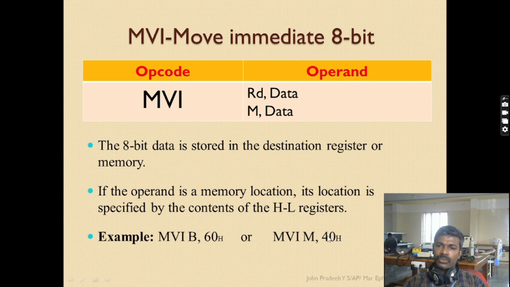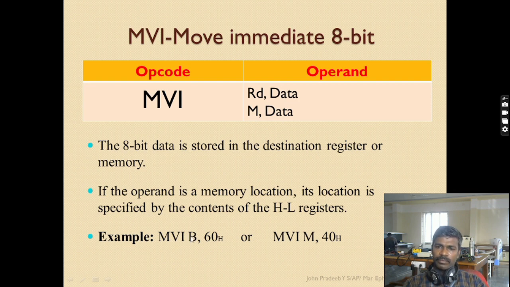So it has 2 numbers, so it is called a 2-byte instruction. So 8-bit data is stored in the destination register or memory. So there is a destination register available, or memory can also be a destination. The data is present on the right-hand side.